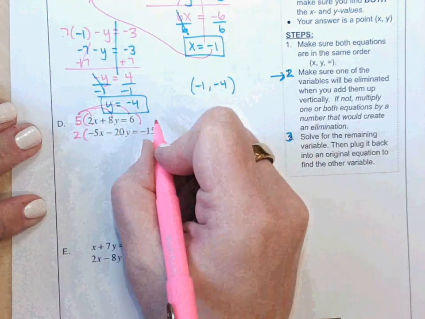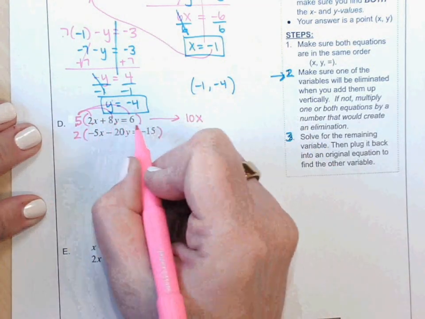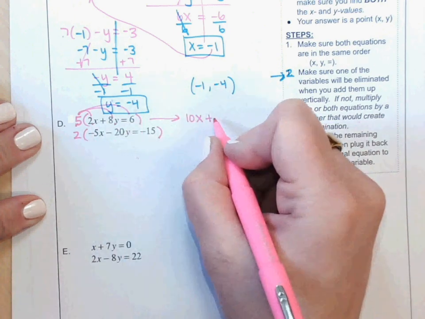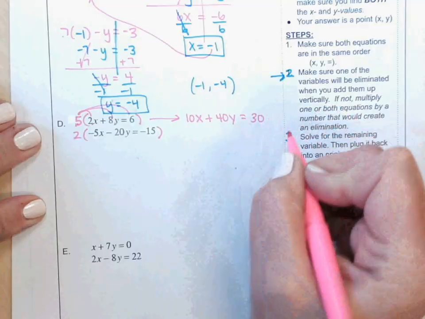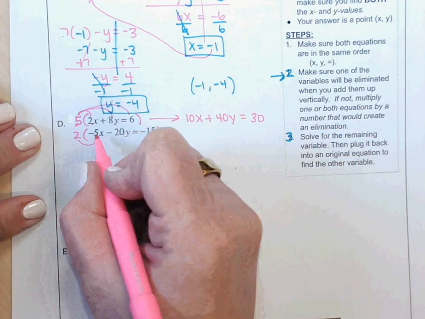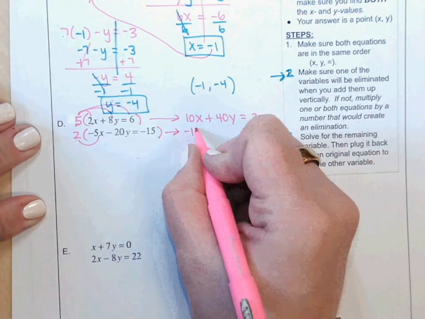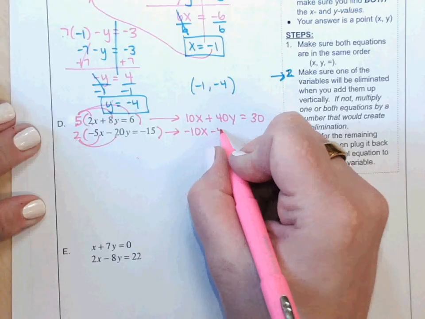5 times 2x is 10x. 5 times 8y is still 40y. 5 times 6 is 30. Multiplying the bottom one, 2 times -5 is negative 10x. 2 times negative 20y is negative 40y.